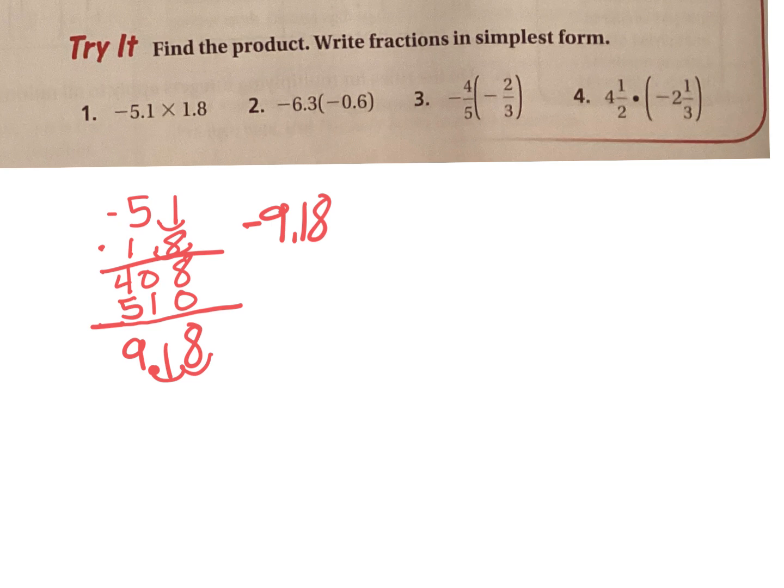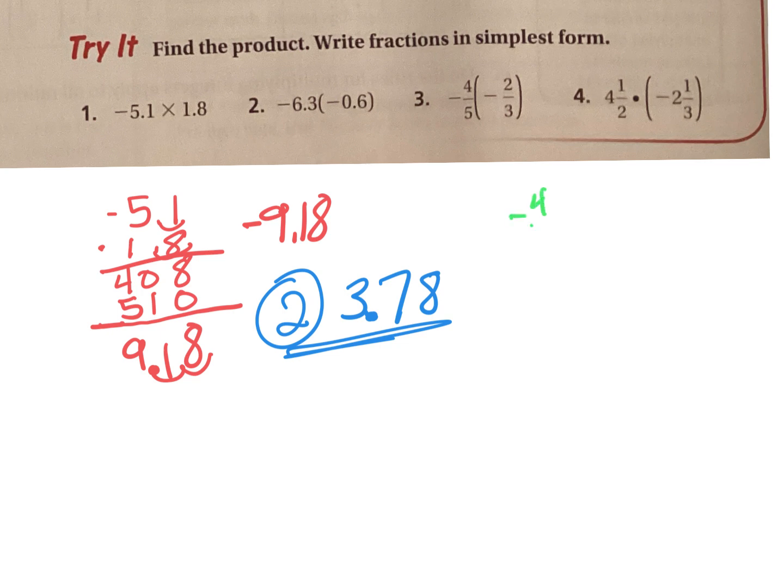All right, number 2, it's a negative times a negative, so that's going to be a positive. So what I'm going to do is put 6.3 times 0.6 in my calculator, and it gets me 3.78. And I know it's a negative times a negative, so it's a positive. So there's your answer.